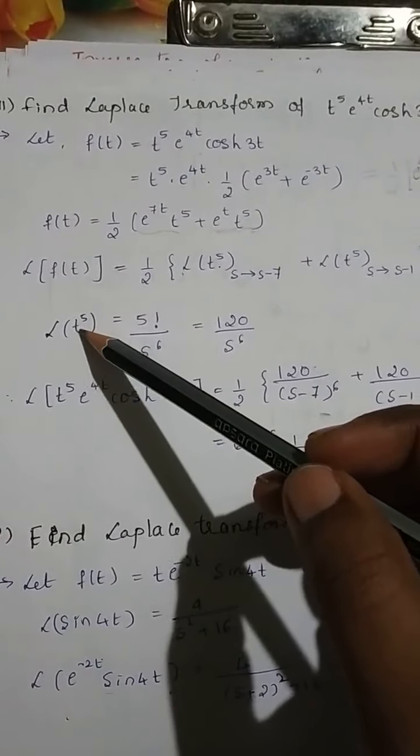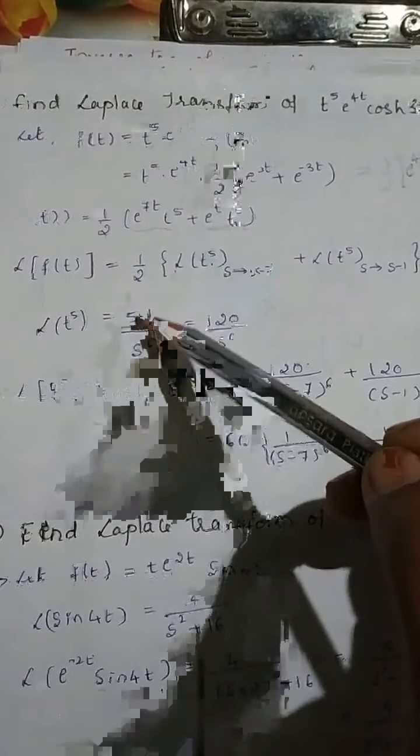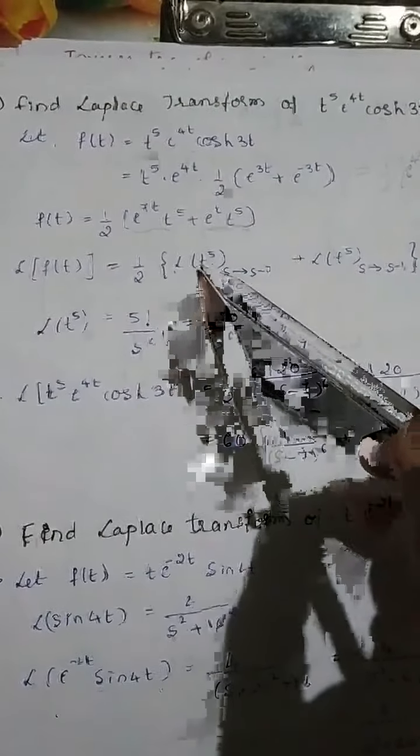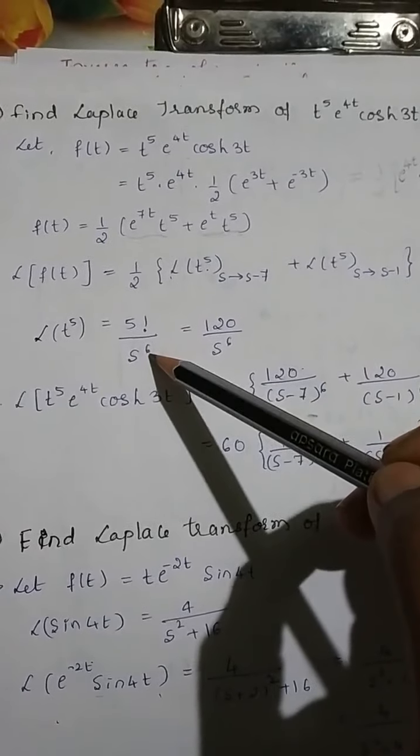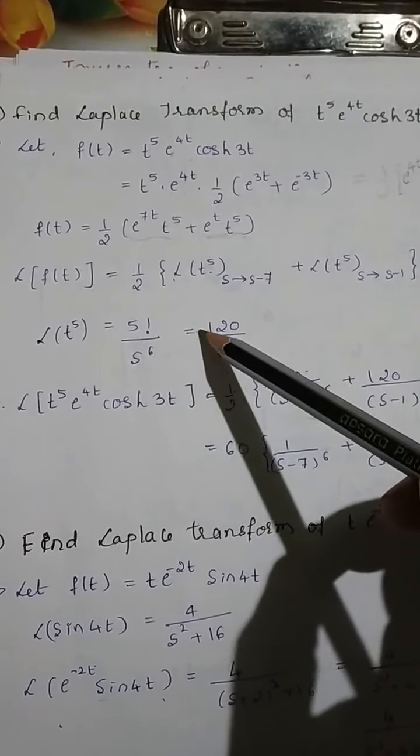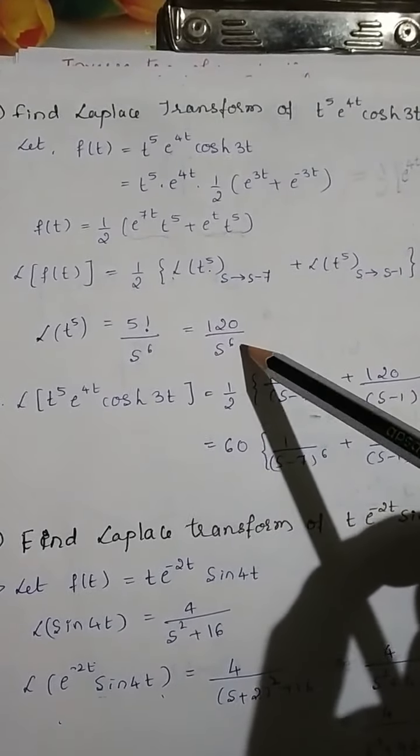But we know that L of t raised to 5 is 5 factorial upon s raised to 6. That is, the Laplace transform of t raised to n is n factorial upon s raised to n plus 1. That is 5 factorial upon s raised to 6. 5 factorial is 120, so 120 upon s raised to 6.